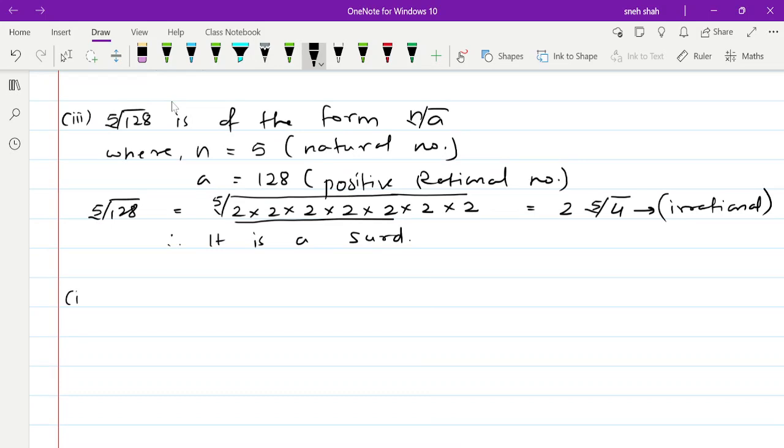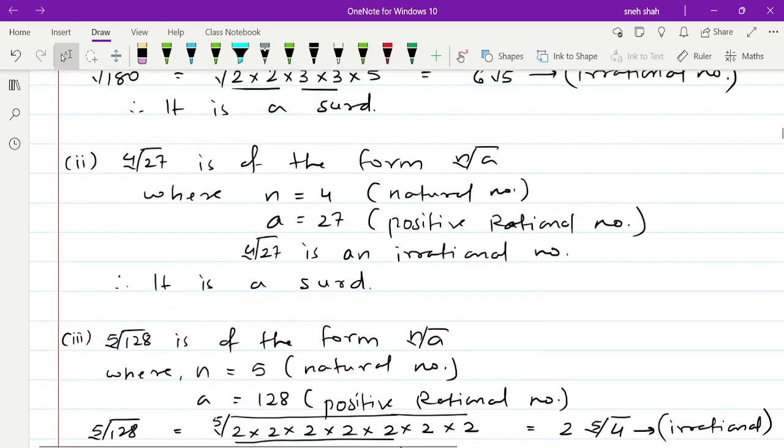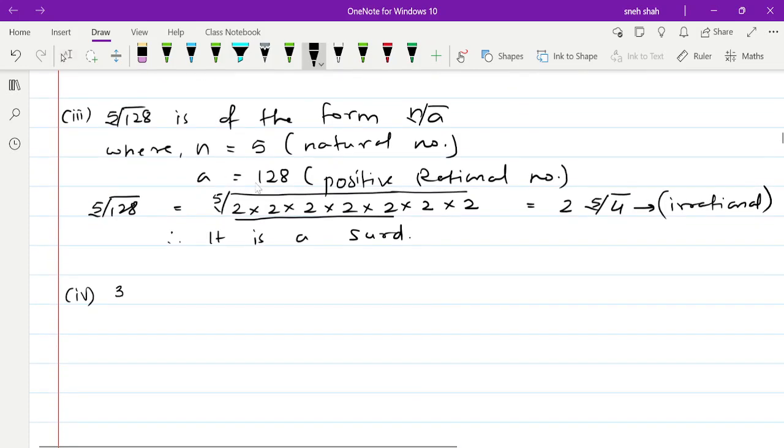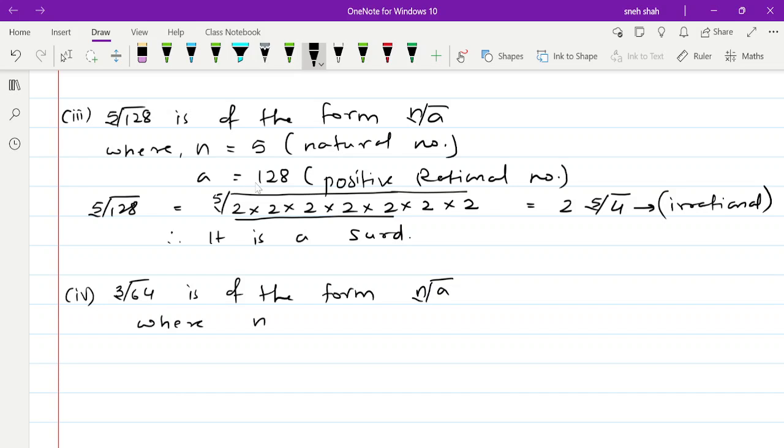Now for the fourth sub question, we are given the number to be cube root of 64. Cube root of 64 is of the form nth root of a, where n is equal to 3, which is a natural number, and a is 64, which is a positive rational number.